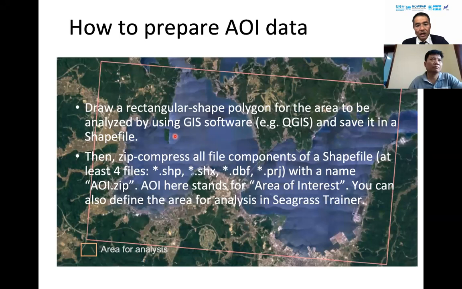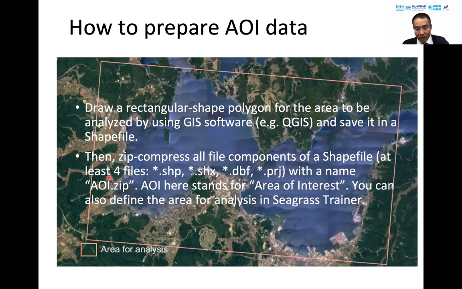Okay. And this is how AOI data would look. You need to draw rectangular polygons like this using GIS software like QGIS and save them in a shapefile. Then zip-compress all file components of the shapefile, at least these four files with these extensions. This is a must-have dataset. And you need to specify this information in aoi.zip. The name has to be this name, so that Seagrass Mapper realizes this information is your area of interest.